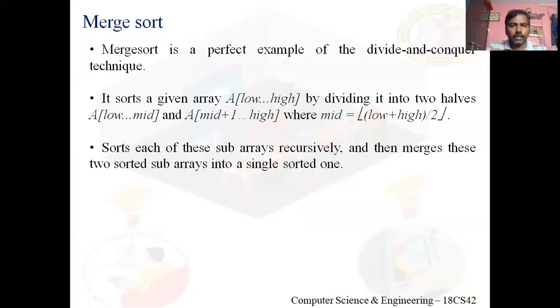See here, the second point, what it says: it sorts a given array A of low through I. In general, initially low was 0, right? I was 7, correct? But in the next cases, low and I may change. So in general, I have written low, I. What should I do? I should divide. Don't get confused, I will explain through an example.